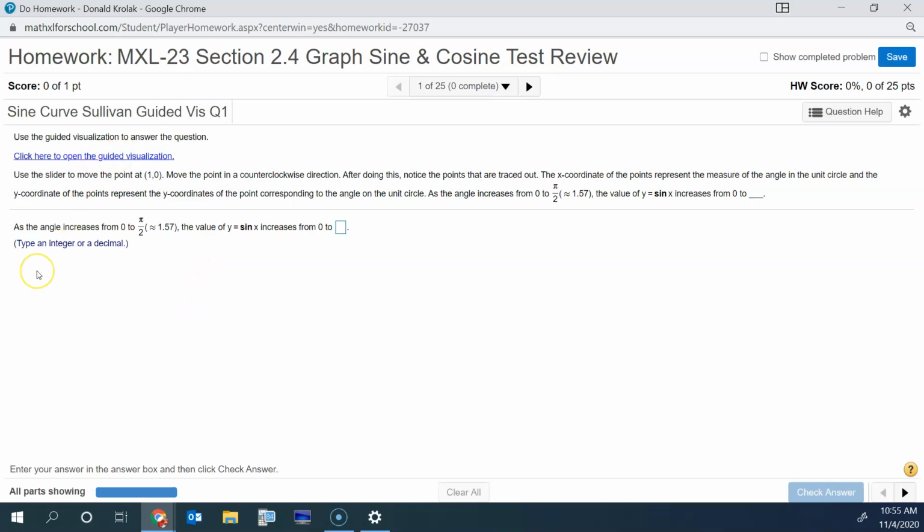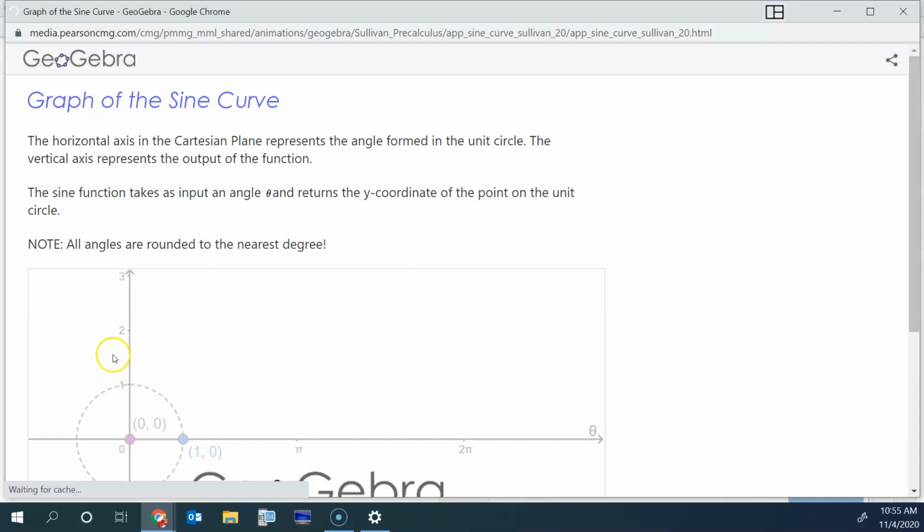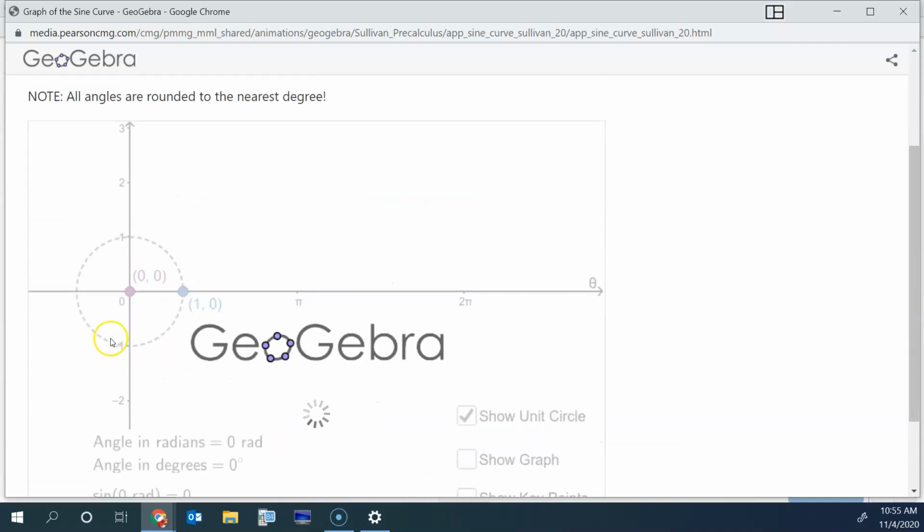Okay. All right, so here's what this is asking you. It says move the slider from the point 1, 0 in a counterclockwise direction. All right, notice the points that are being traced out. The x coordinates represent the measure of the angle, and the y coordinate represents the y coordinate of the point corresponding to that angle on the unit circle. All right, so let's click on this, and it should open up something that says sine curve on it.